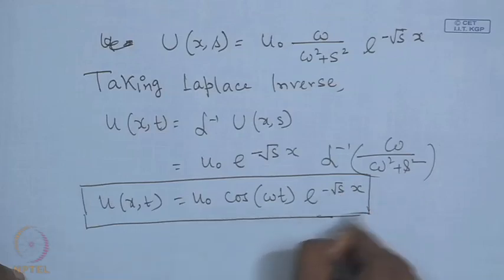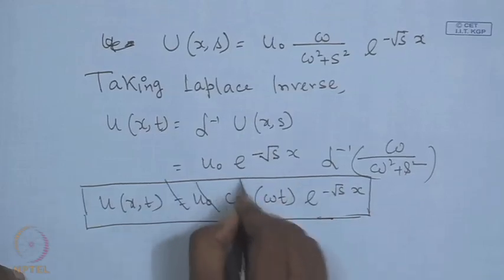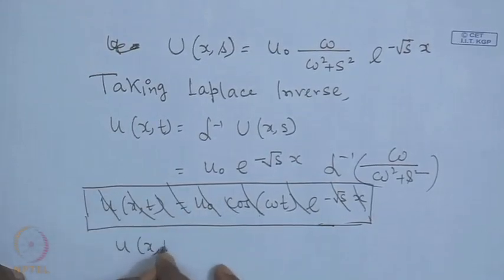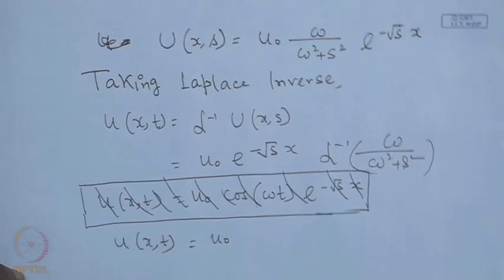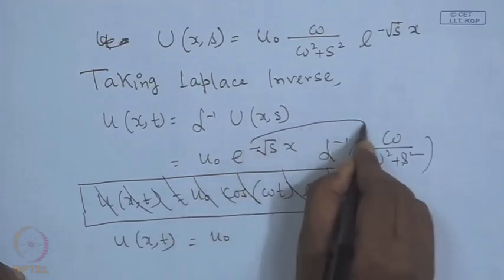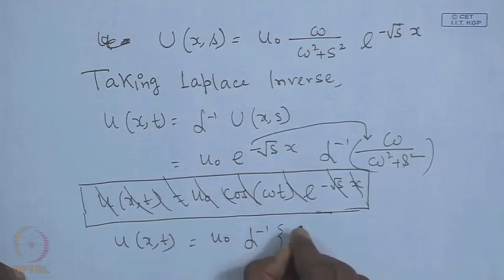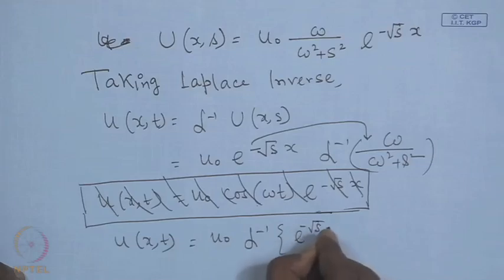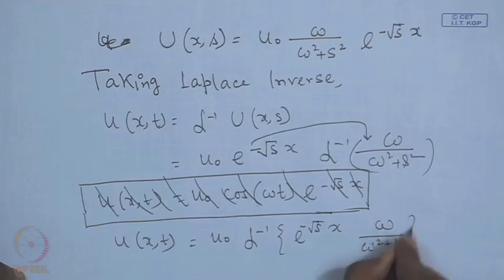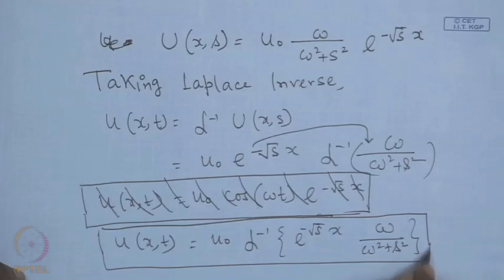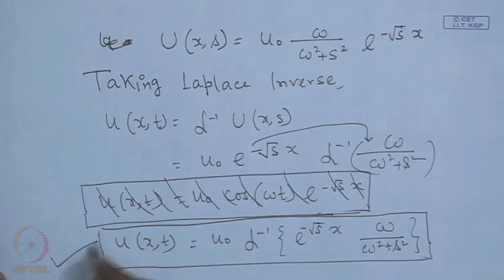No, this is not correct, there is s also. So, this is a combined inverse of the two. So, u of x and t should be u naught times the Laplace inverse of e to the power minus root s x times omega divided by omega square plus s square. Now, if you know the proper Laplace inverse of this function, one can get u as a function of x and t. So, that gives the complete solution.